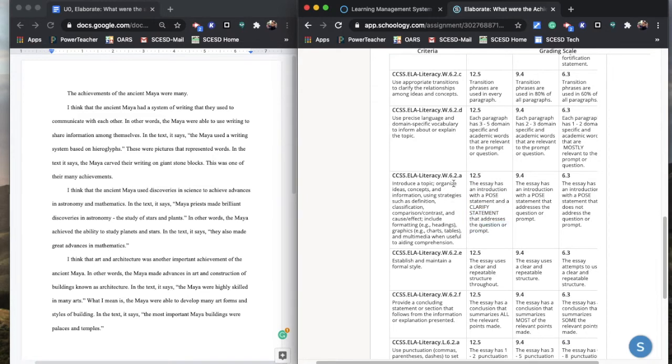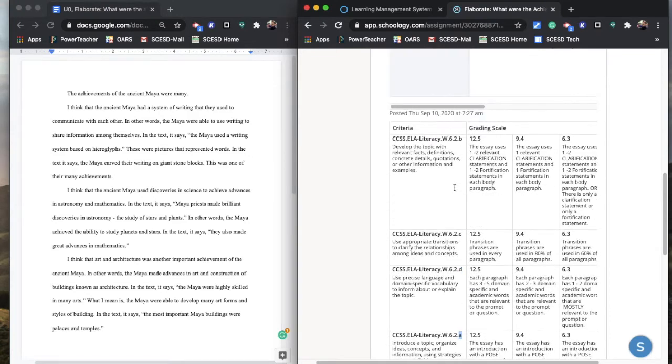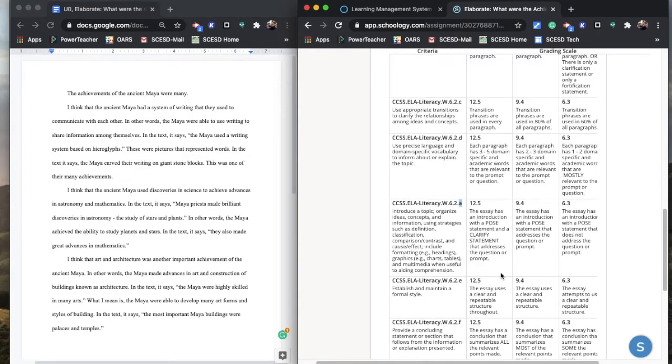So it's 6.2A. You could go in this order, but I'm going to go in an order that makes sense to how we write the essay. So this is introduce a topic, organize ideas. You can read this entire thing. I'm not going to, because this is what you need to know. The essay has an introduction with a pose statement and a clarify statement that addresses the question or prompt.